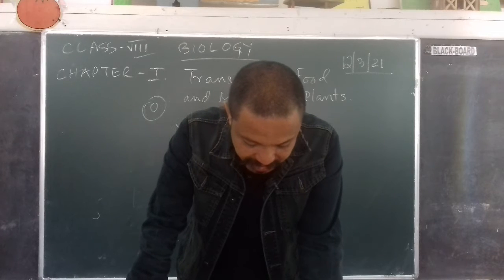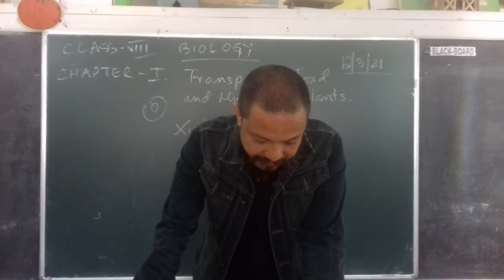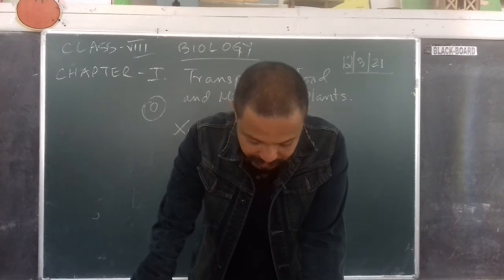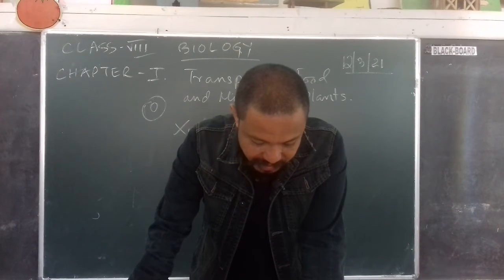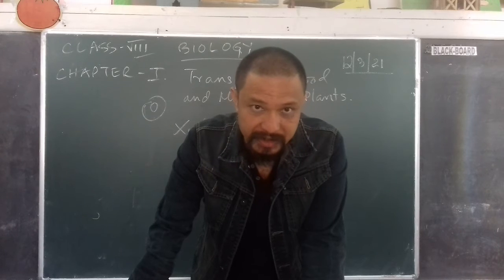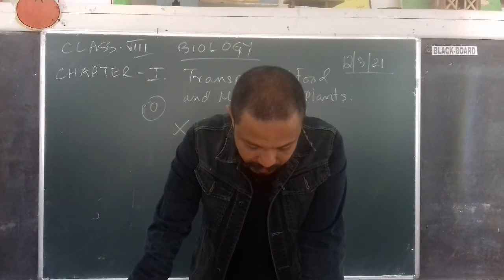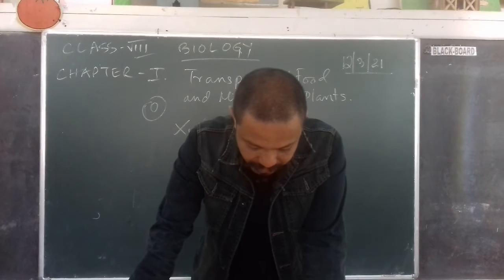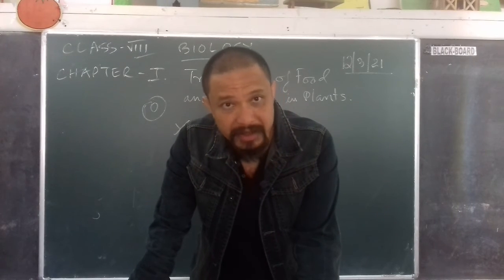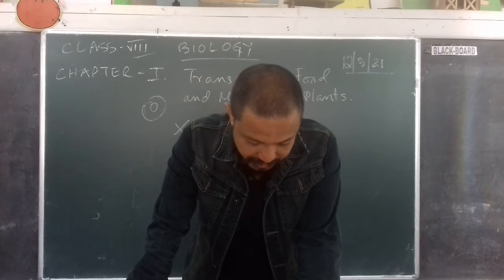At maturity, the sieve tubes lack nuclei and have very few organelles. They don't have a nucleus, they have very few cell organelles. This limits their function to just transporting the food material. That is the reason why at maturity they have no nuclei and very few organelles, so they will be efficient enough to transport the food material.